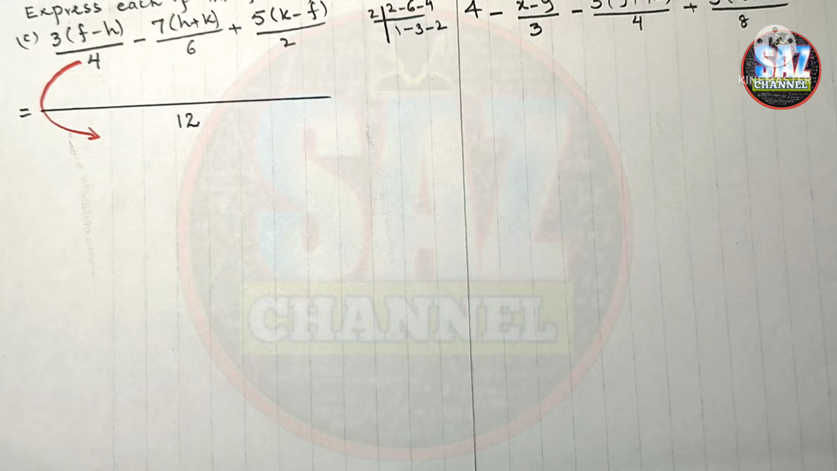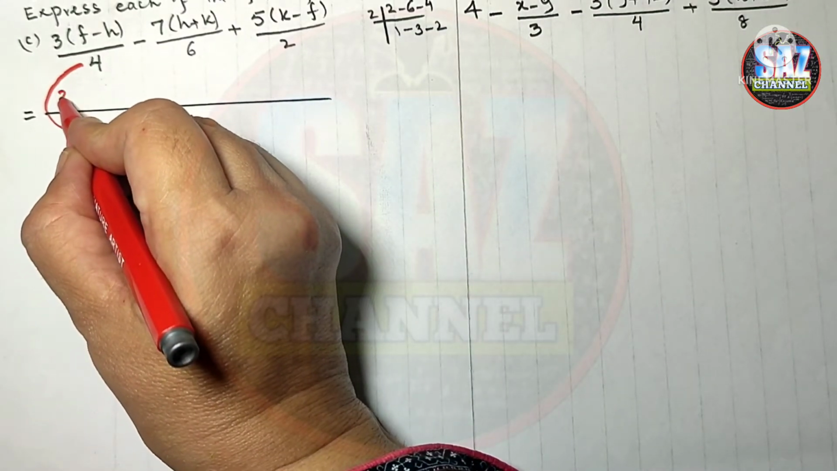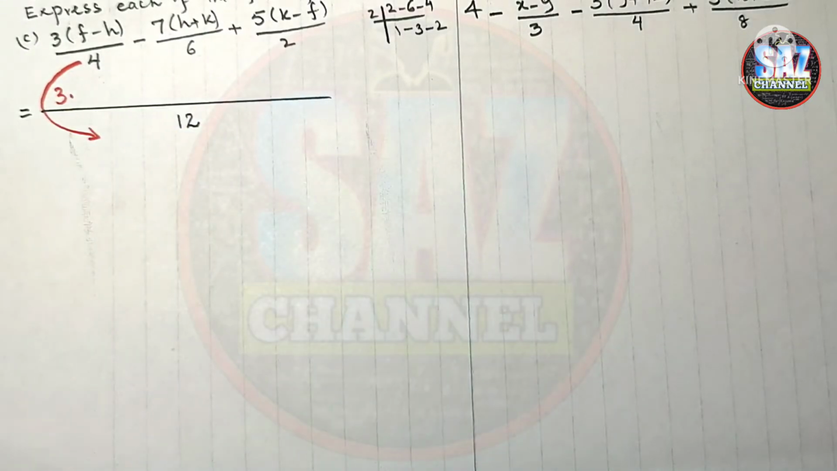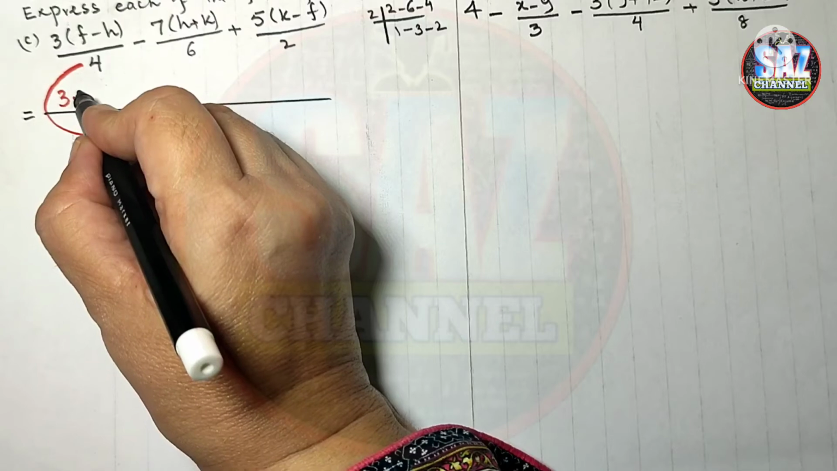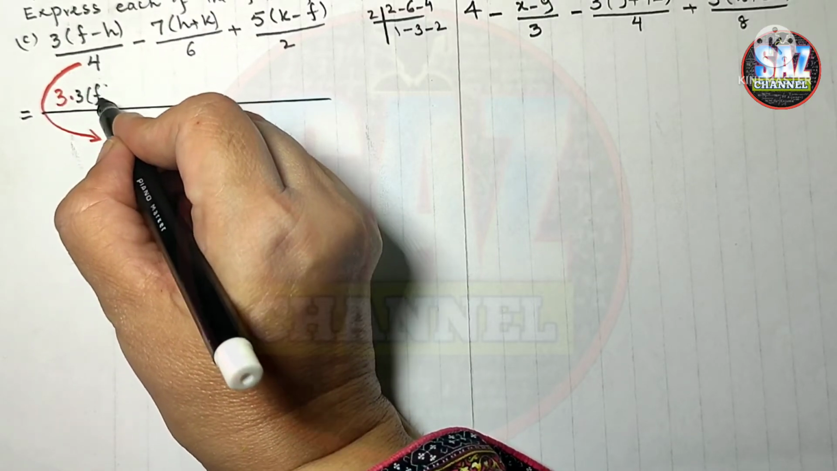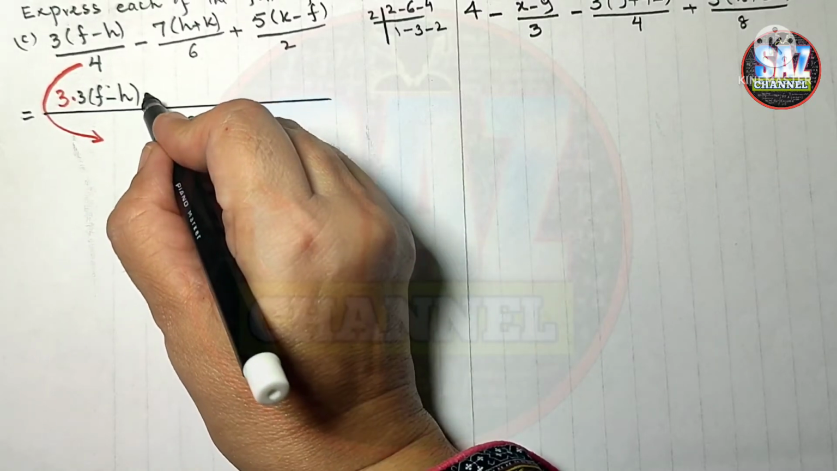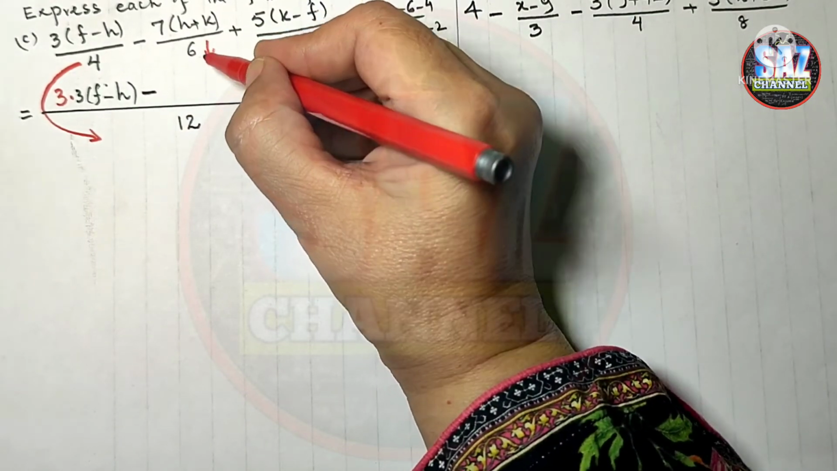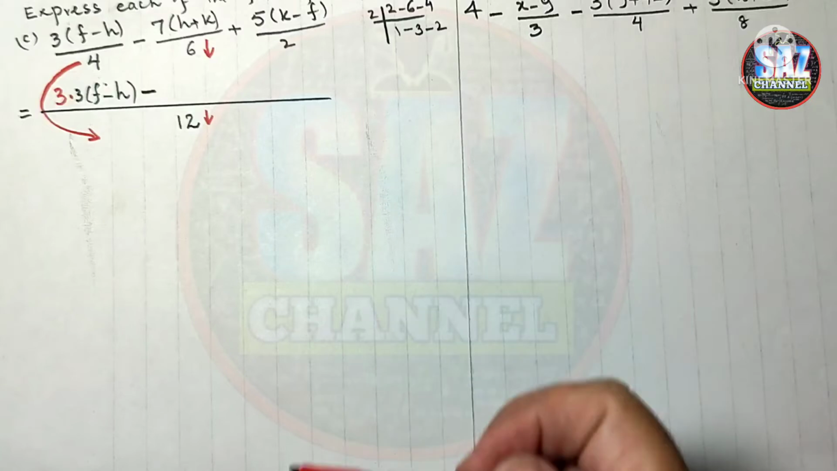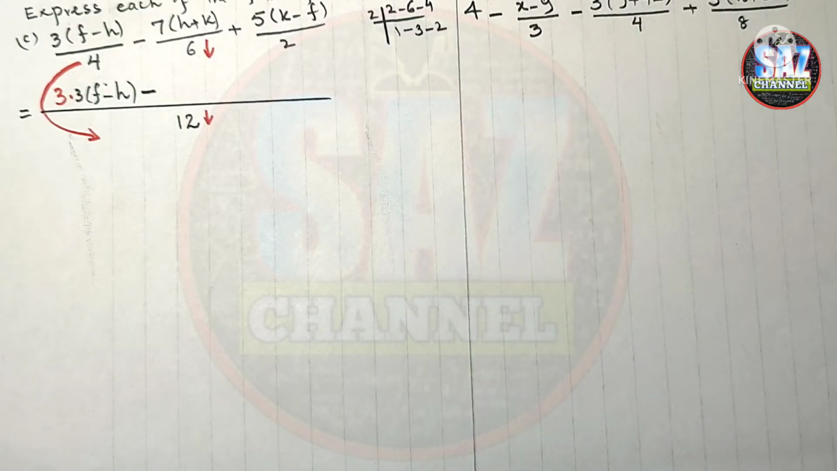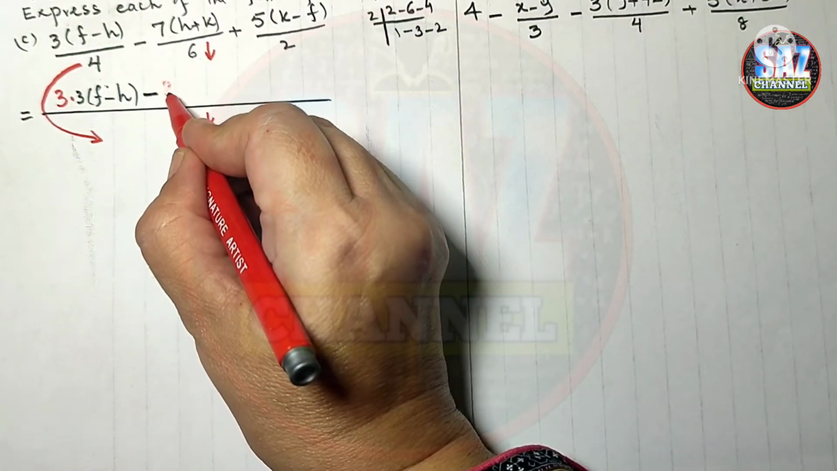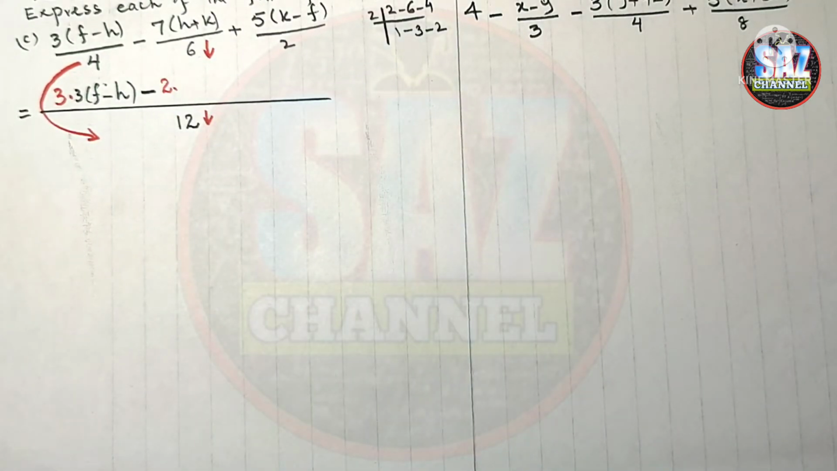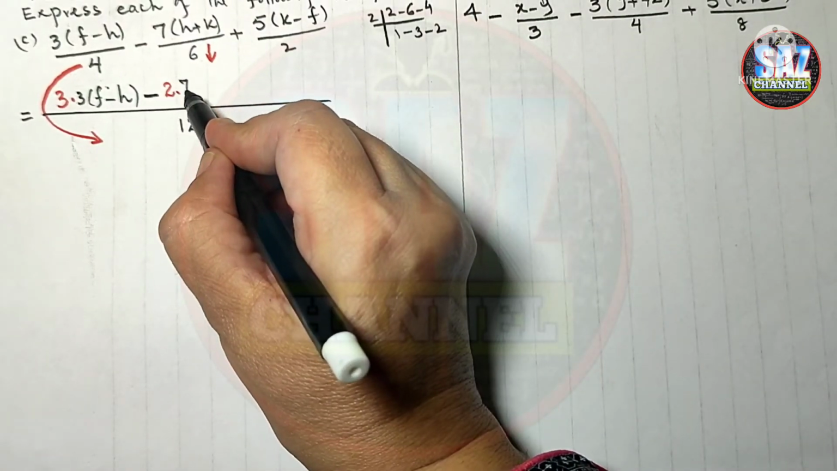4 how many times is 12? 4 times 3 is 12. So this fraction is deficient of 3, and this 3 was already there in the question. 3 into f minus h, minus this second fraction. The denominator of the second fraction is 6 and the LCM is 12. Recall, we have to think that this denominator is deficient of what, or we multiply 6 by what to get the LCM, which is 12. 6 how many times is 12? 2, and this 7 was already there in the question. 7 and h plus k.